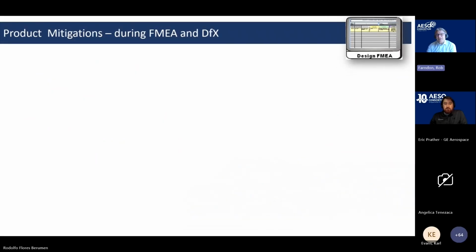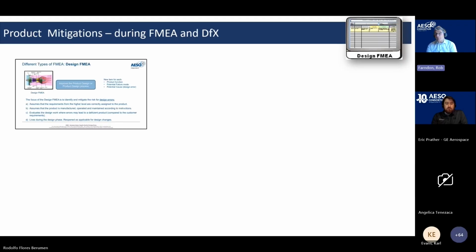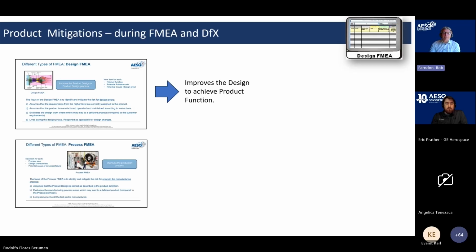So we're looking at now product mitigations, and these come through FMEAs of both types and DFX. Design FMEA is there to serve the purpose of improving the design such that it will achieve the product function. That's what it does.